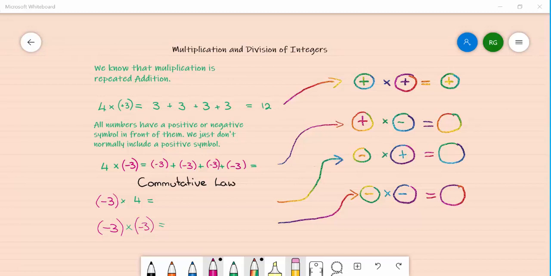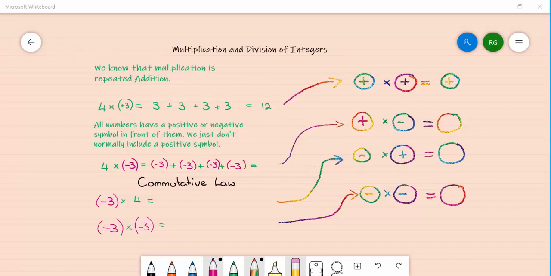So we know that multiplication is repeated addition. An example in green here is if I have 4 times positive 3. Now positive 3 is just the number 3, remember. If I have 4 lots of 3, we know the answer is going to be 12, because that's the same as saying 3 plus 3 plus 3 plus 3 is 12. So 4 multiplied by 3 is 12.